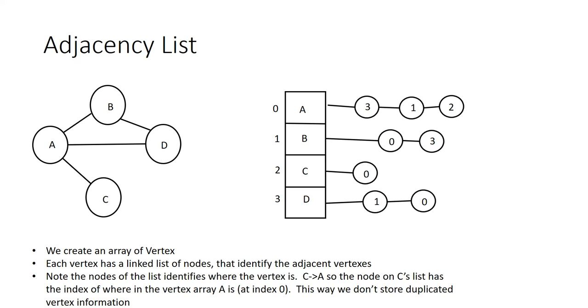So let's start with vertex A. So vertex A has a relationship to B, and it has a relationship to D, and it has a relationship to C.